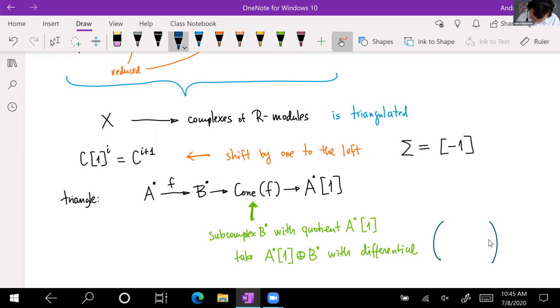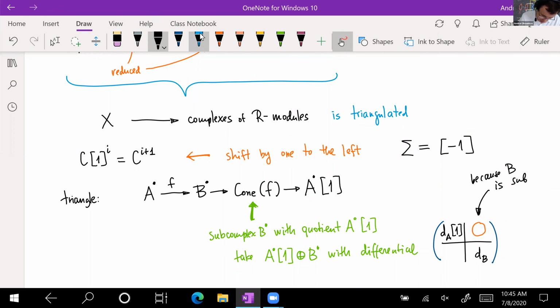which is, so it has to be a 2x2 matrix. Since B has to be a subcomplex, in this corner here I have to have zero, because B is sub, so it has to preserve B. Then here we'll take just the differential of B. Here we take the differential of A, but shifted by one. And the usual convention is that this changes sign. If I shift something by one, this changes sign. And then here I just put F.